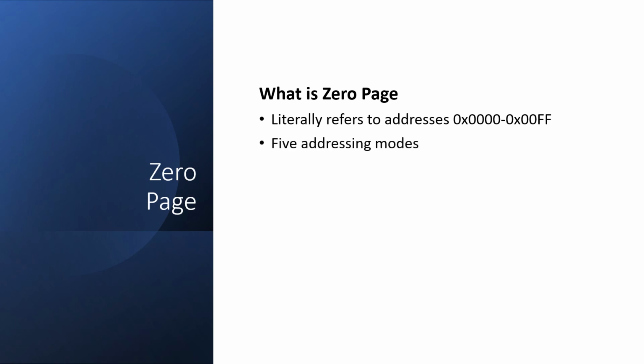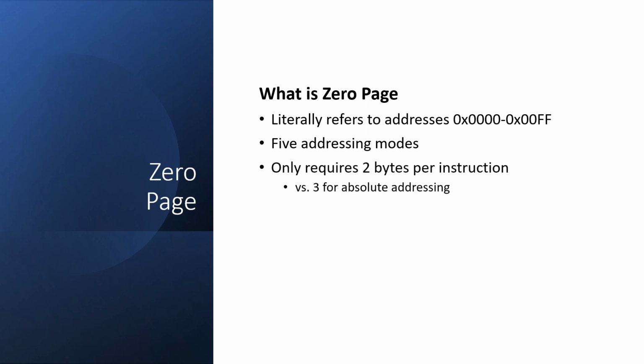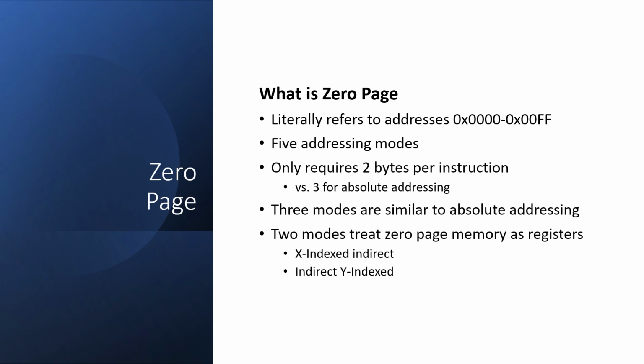There are 5 different addressing modes for 0 page, so Chuck Peddle and Bill Mensch obviously thought a lot about this 0 page addressing. One of the advantages is that instructions only require 2 bytes versus 3 bytes for absolute addressing. 3 of these modes are very similar to absolute addressing, but with a shorter address range, while the remaining 2 treat 0 page as 128 different address registers.